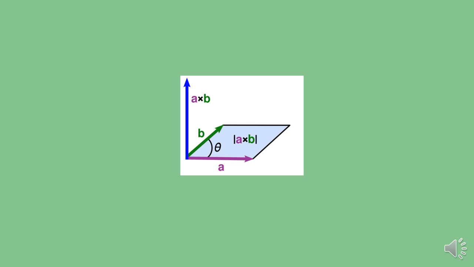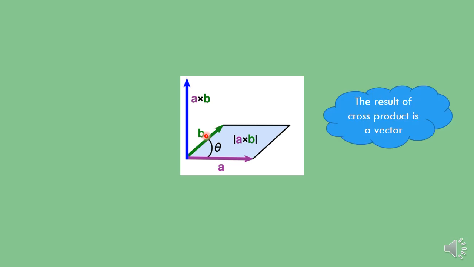So what is the meaning of a cross product? Let's just say that I have two vectors, vector A and vector B, where theta is the angle in between A and B. Now, from the previous slide, we learned that the result of cross product is a vector. That's why we call it a vector product. Okay, the result is a vector which is represented by this blue arrow. This blue arrow is the resultant of a cross product A cross B.